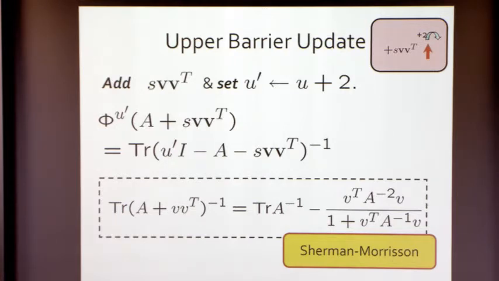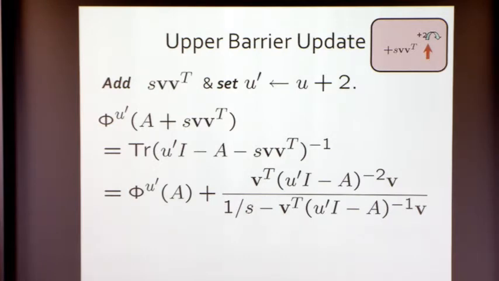It's just linear algebra that shows that the trace of the inverse of a rank 1 updated matrix is equal to the trace of the inverse of the original matrix minus some ratio involving quadratic forms. So applying this, I get an explicit formula for the new value of the potential function. So the upper potential of the updated matrix at the shifted barrier is the potential of the old matrix at the shifted barrier plus this stuff, which depends on S only here. There's a 1 over S here, where S is the scaling factor.